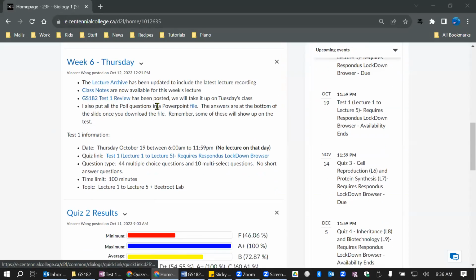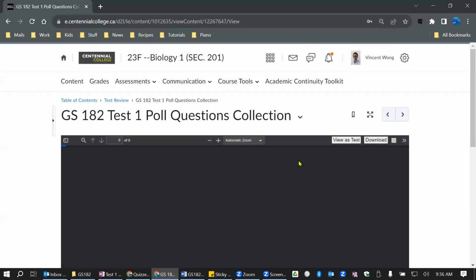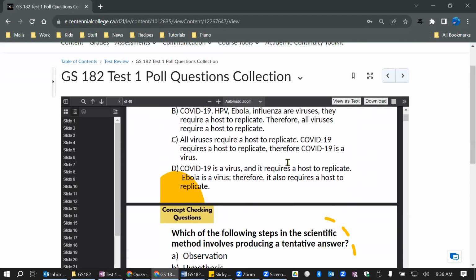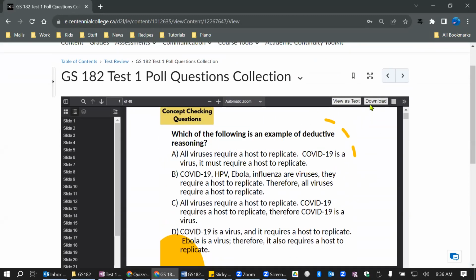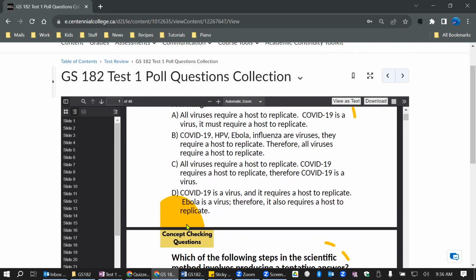If you look at the announcement, it says I also put all the poll questions in the PowerPoint file. Just click on it. I guess the link is really tiny, right? Maybe some of you missed it. If you click on that, there it is. You can't see the answer here, but after you download it in the PowerPoint, the answer is at the bottom.